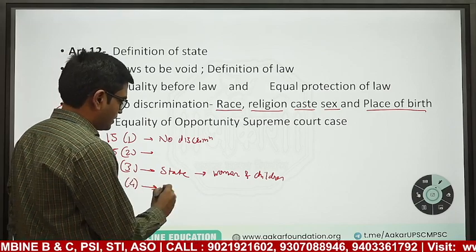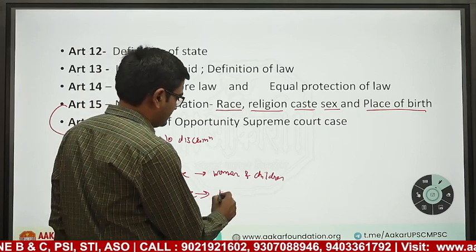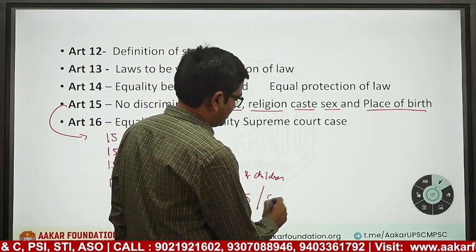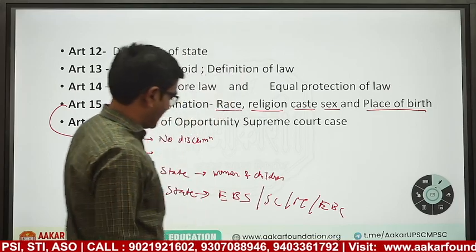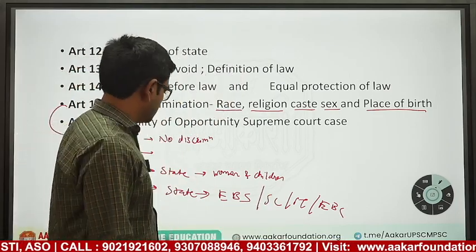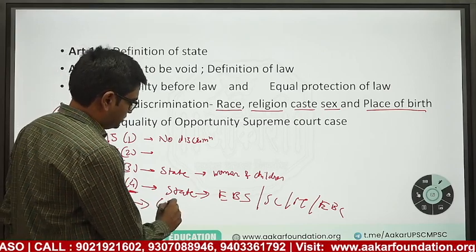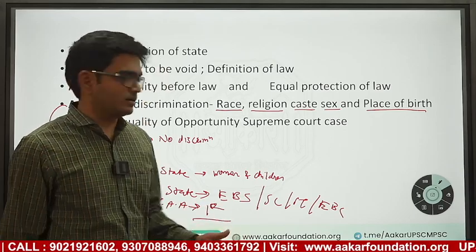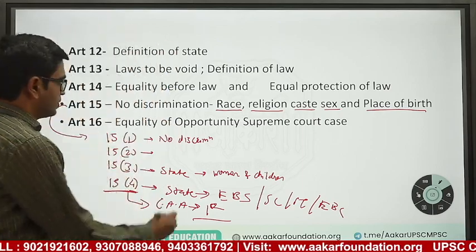Then 15(4) deals with, again, irrespective of that, state can give certain provisions for economically backward sections, for example SC, ST, OBC. Okay, so for backward sections, state can give certain provisions. For example, this is an article for reservation. This was not in the original constitution. This came in the Constitutional Amendment Act of 1951, that is the First Constitutional Amendment Act. We will see this in DPSP. We will come back to this again. 15(4) done. 15(5).